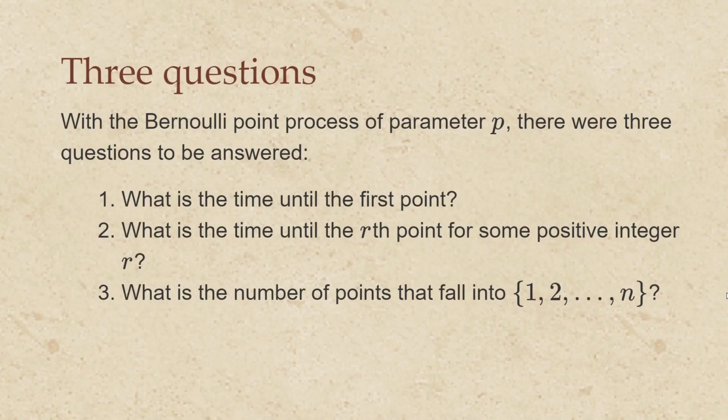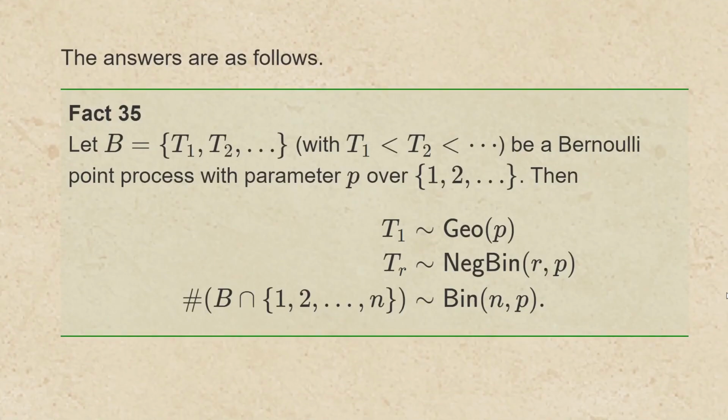With the Bernoulli point process of parameter p, there were 3 questions that needed to be answered. 1. What was the time until the first point? 2. What was the time until the rth point for some positive integer r? And 3. What is the number of points that fall into a set 1, 2, 3 up to n of integers?